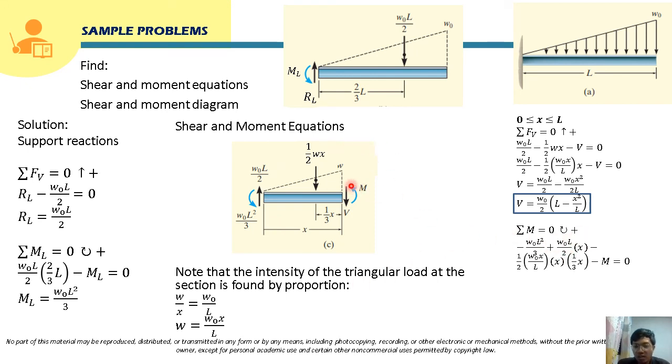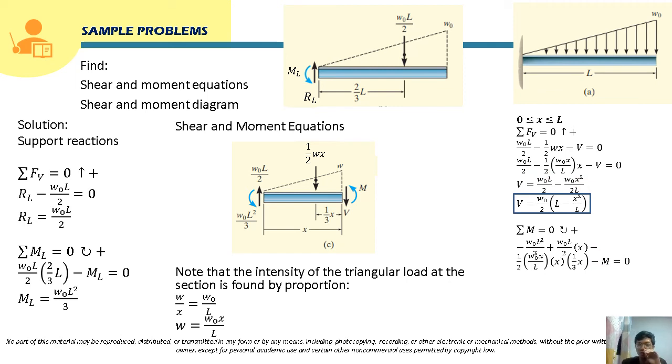Now, for this equivalent point load, this is 1/2. Its moment about this point will be 1/2 times W, which is W sub O x over L, and then times x, and then its moment arm will be 1/3 x. That's why it's multiplied by 1/3 x here. And its rotation about this point will be counterclockwise, that's why it's negative here. And for the internal moment that we are solving here, this is counterclockwise, so it will be negative here.